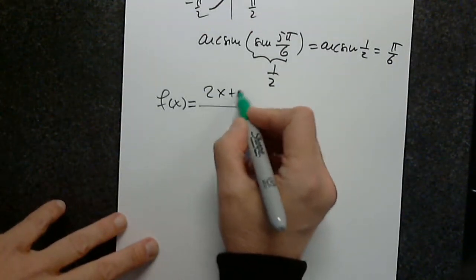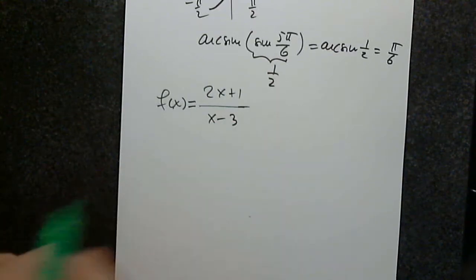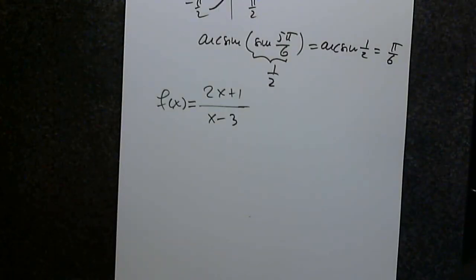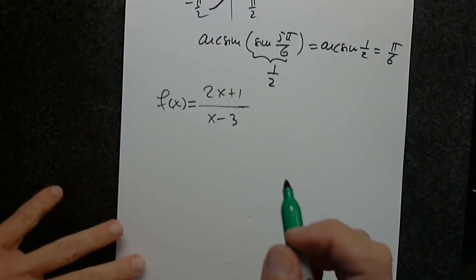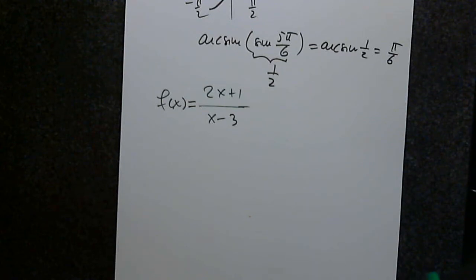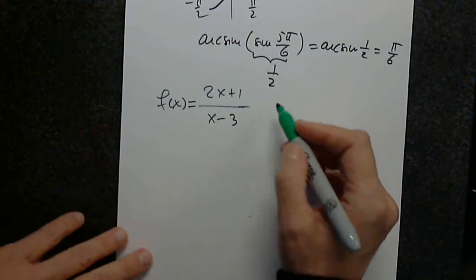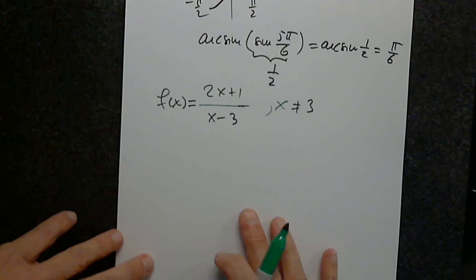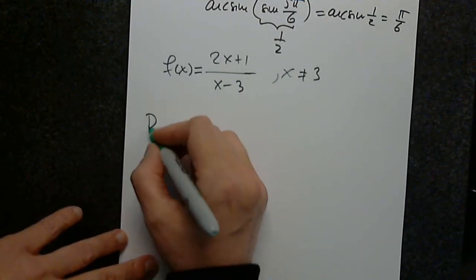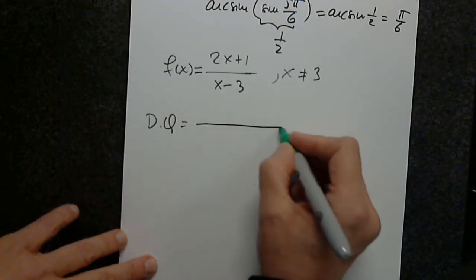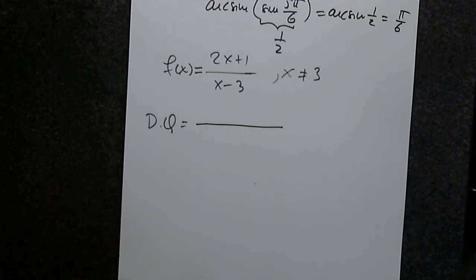Okay, (2x + 1)/(x − 3). Is this a rational function? Yes, it's a ratio of two polynomials. Of course, so x does not equal 3. So we want to find the difference quotient and simplify it. Does anyone remember the definition of the difference quotient? We have to remember it in this class.